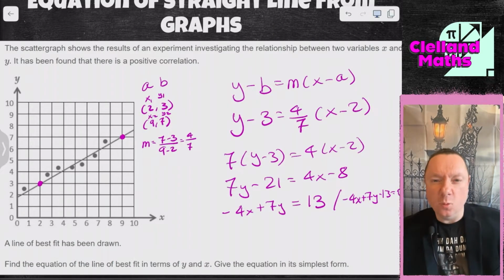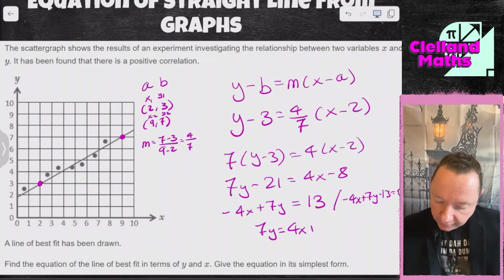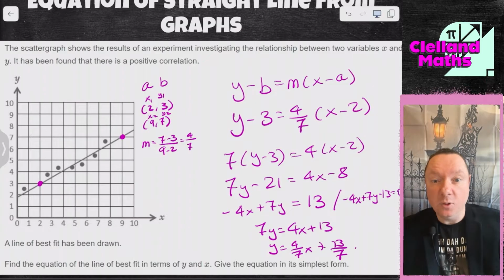And sometimes you'll want it as y equals mx plus c. So I'm just going to show you that. Looking at this minus 4x plus 7y, if I put the x back, I've got 4x plus 13. Dividing by 7 then, you get 4/7 of x plus 13 over 7. And you would just leave it like that if you wanted it as mx plus c.